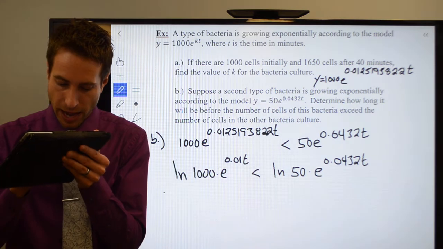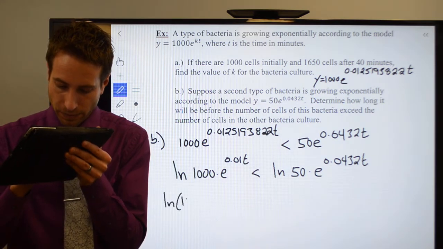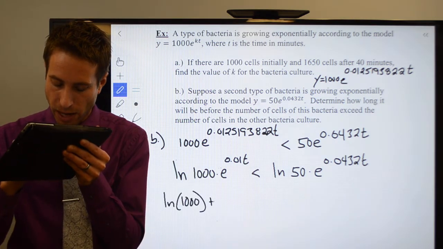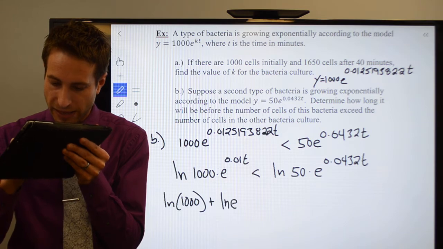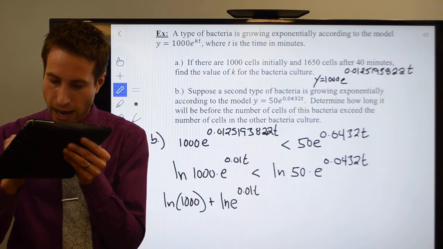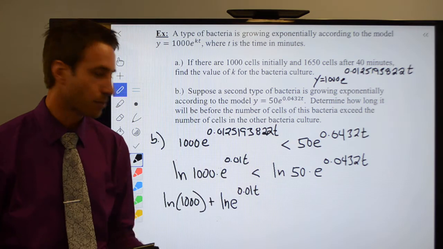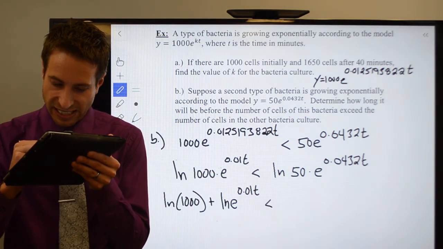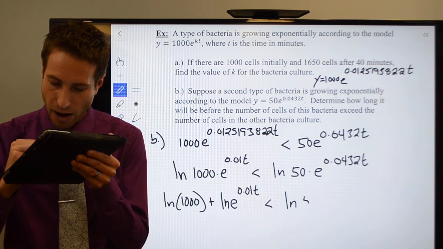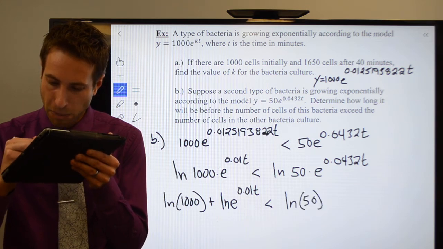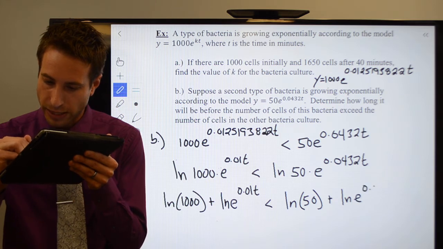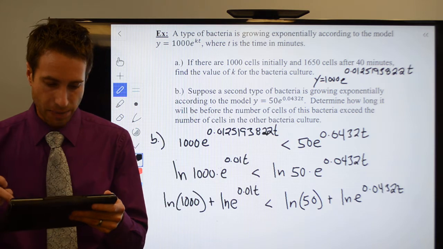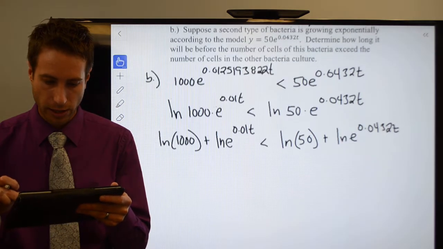So here we go. I have the ln of 1,000 plus the ln of e to the 0.01. I promise I'll bring all those decimal places back in just a second. I just don't want to write them every time. Is less than the ln of 50 plus the ln of e to the 0.0432t. All right, let me slide up a little bit so you can see my work. Here we go.